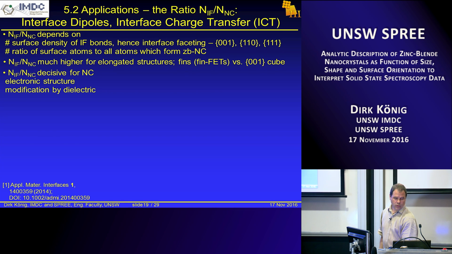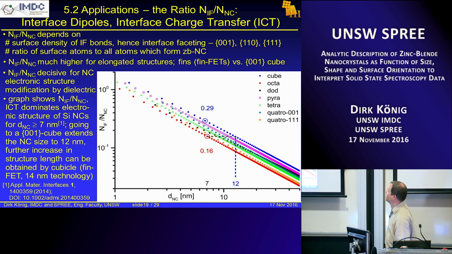And that's interesting because you can look at crystals where it was shown in the literature, not only by us, but by other people as well, that you have a dominance of the embedding dielectric up to 7 nanometers of crystal size. And these crystals are usually not cubic. They are rather spherical or octahedral.